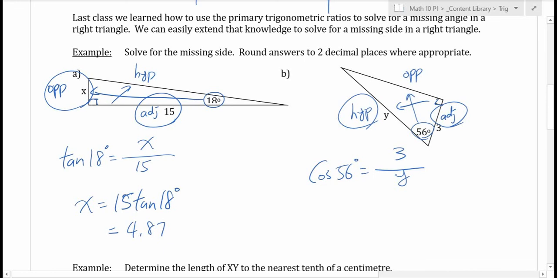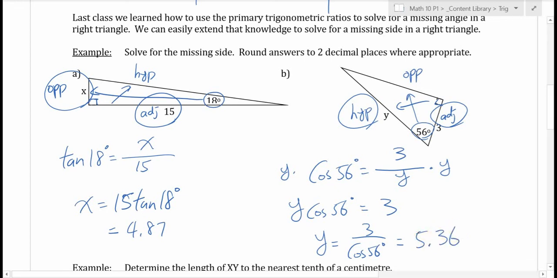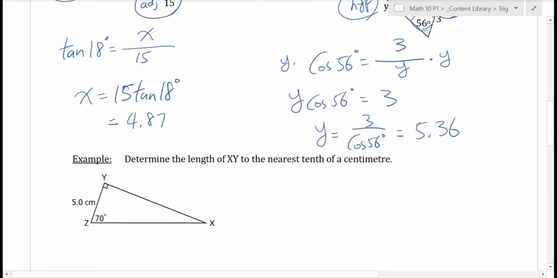To solve for y, I'll do this one more time. You multiply both sides by y. I think later on you'll see you don't actually need to go through this step, because to solve for y, you simply divide the 3 by cosine 56. Then you should get 5.36. So that's how you use the trig ratio to solve for the missing side.